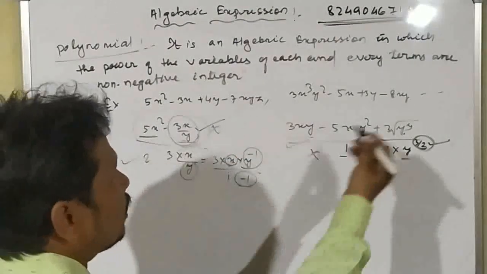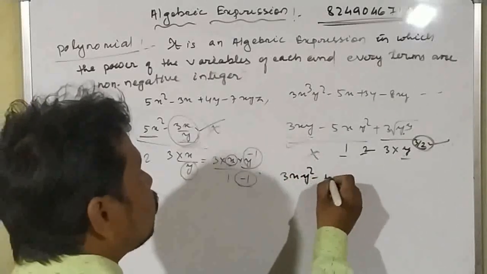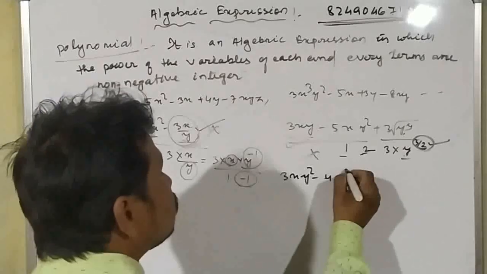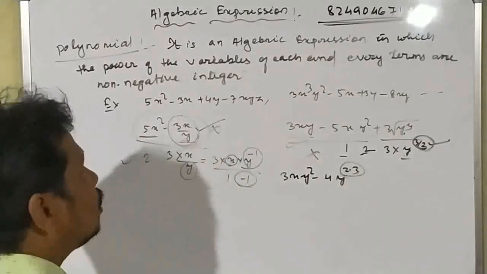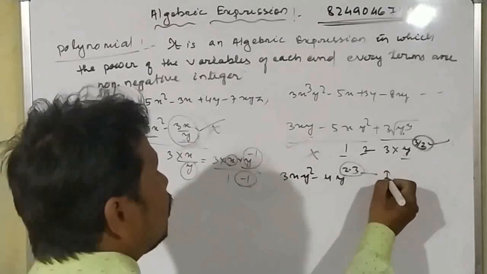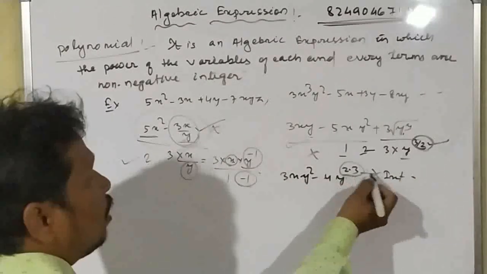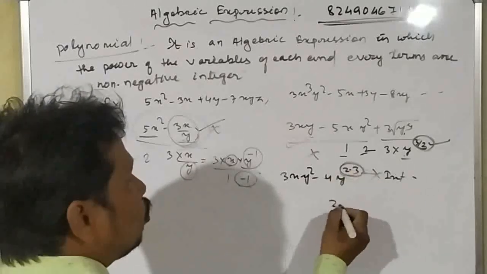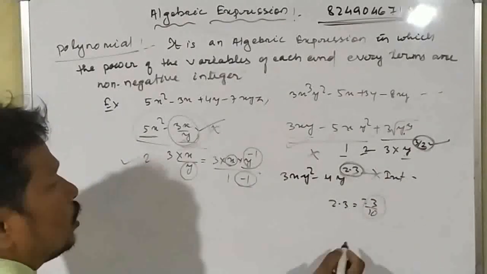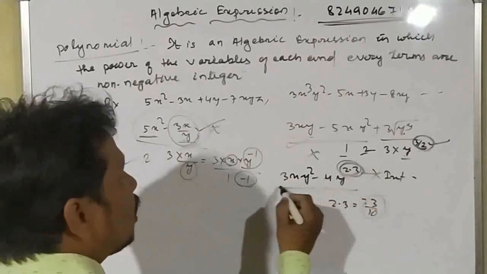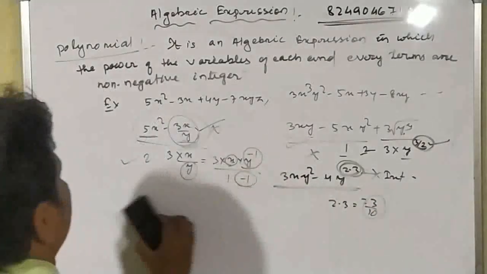Okay, students, some other examples. Suppose I write here 3xy² minus 4y to the power 2.3. If the power is 2.3, that means this is not an integer. This is a decimal number, and every decimal number is not an integer. Also, you can write 2.3 as 23 by 10, so this is a rational number. So these are not integers, so we cannot say that these algebraic expressions are polynomials. Okay, student?